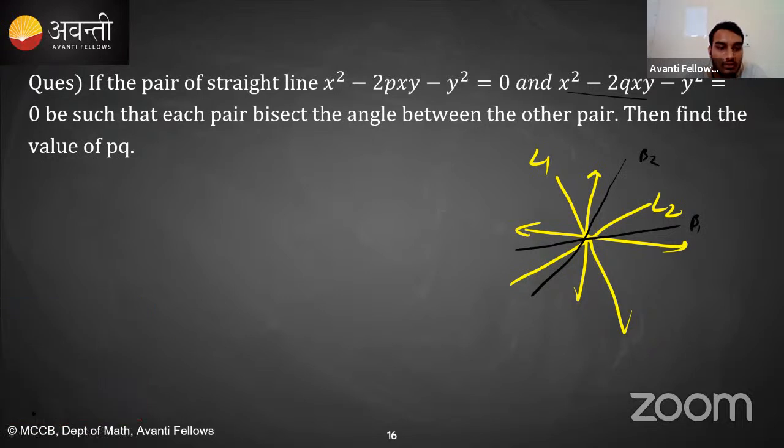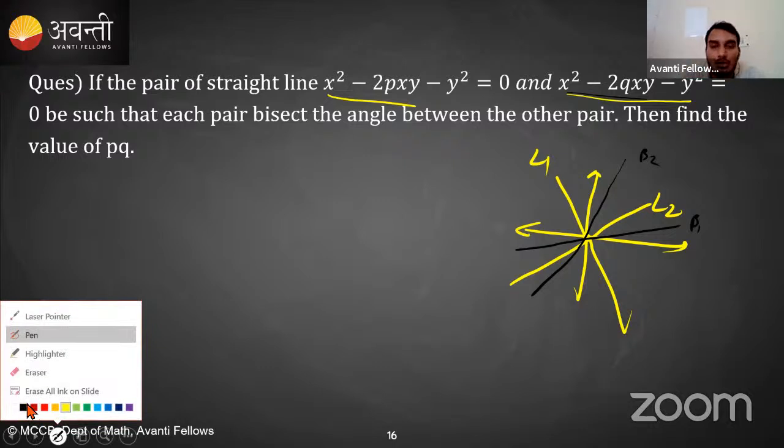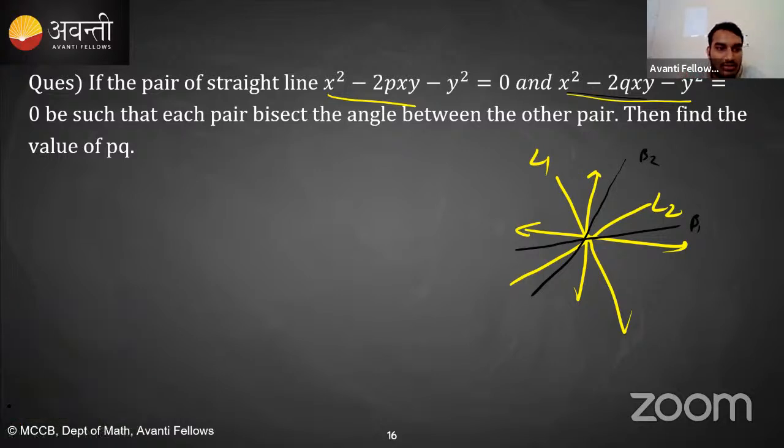Or if you consider this pair of lines and find the combined equation of the bisector of it, this is nothing but this. So each pair of lines is the angle bisector of the other pair. Is this clear, what the question is saying? Each pair of lines is the angle bisector of the other pair of lines. So it is a simple equation.